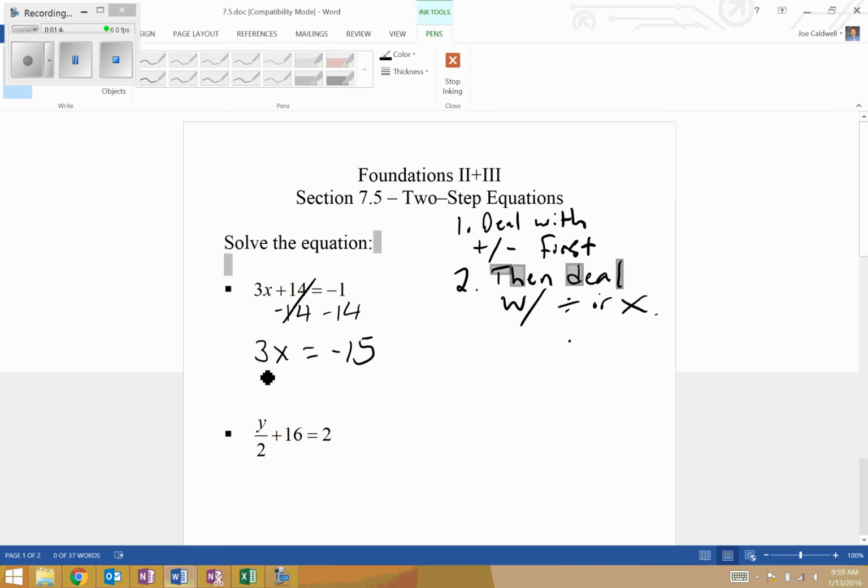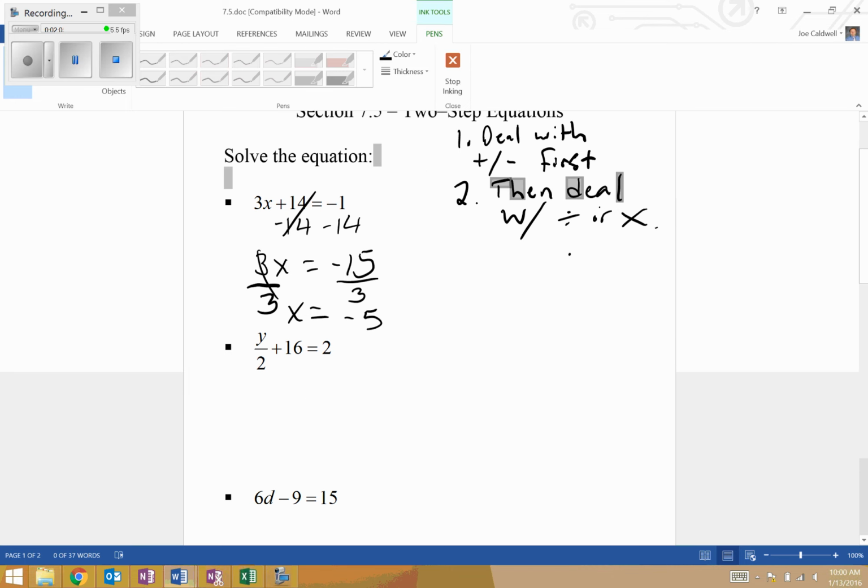So now we need to deal with the multiplication piece, and we need to divide both sides by 3. It's going to cancel out, leaving just x. We have an odd number of negatives, so we're going to end up with -5 for x. And again, of course, you can plug it back in, and you'd get the original problem; the answer would all work out.